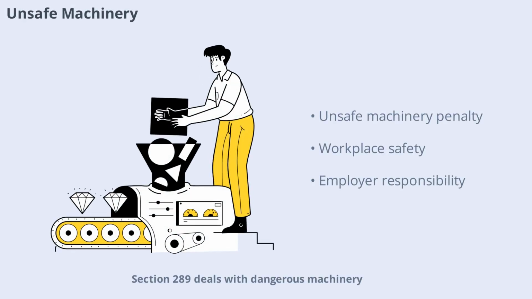Section 289 deals with dangerous machinery. Owners must ensure proper care in operation, as unsafe conditions can endanger workers' lives. Compelling someone to work in hazardous environments is punishable. The law promotes workplace safety and holds employers accountable for providing safe conditions, protecting employees from harm.